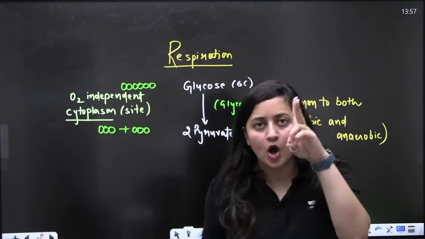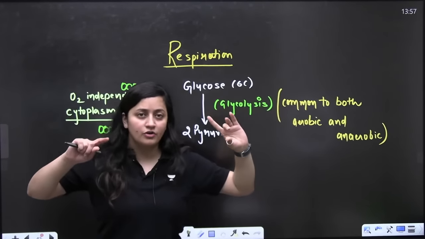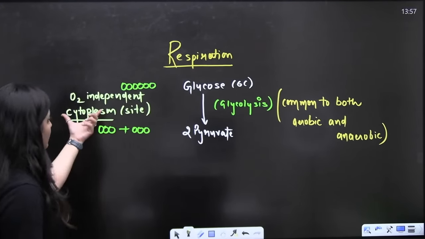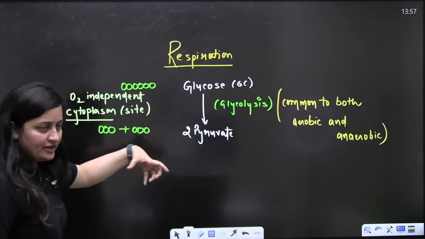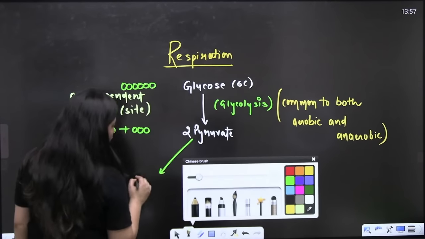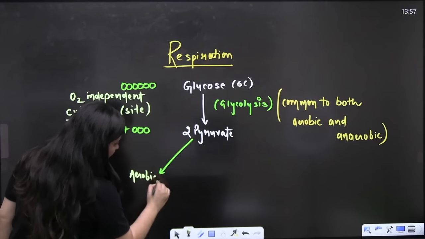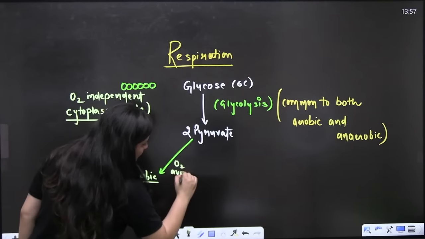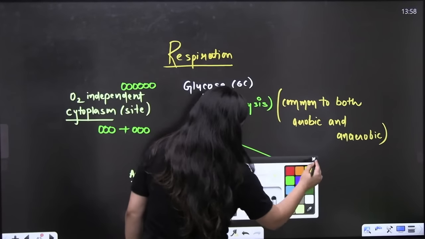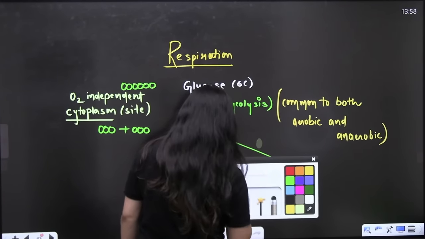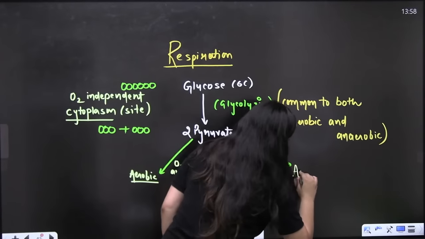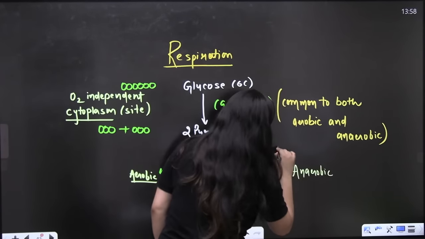It is glycolysis, the common step of respiration, even for the aerobic bacteria, even for the aerobic organism, even for the anaerobic organism. It is the oxygen independent process. And here, the site for occurrence of this glycolysis is the cytoplasm. Now, there are two fates. Either this pyruvate can go for aerobic respiration, you know that, when oxygen is available, or it can even go for anaerobic respiration where oxygen is absent.